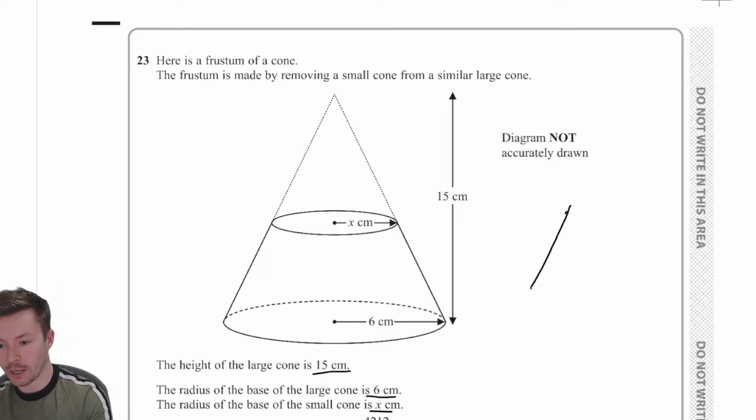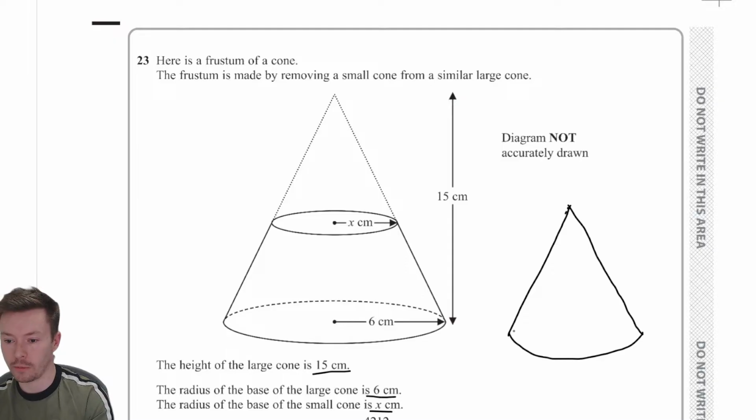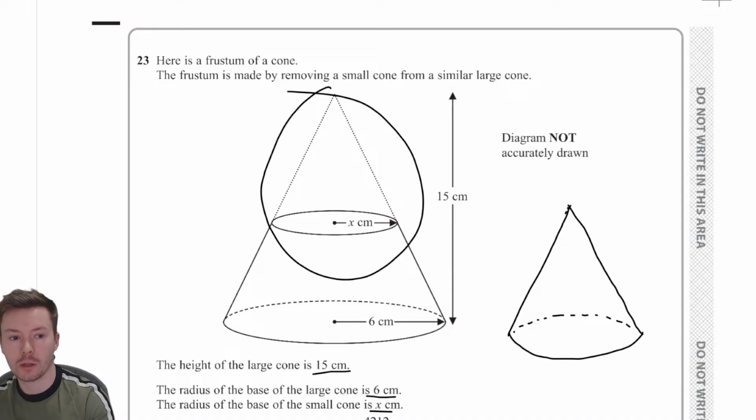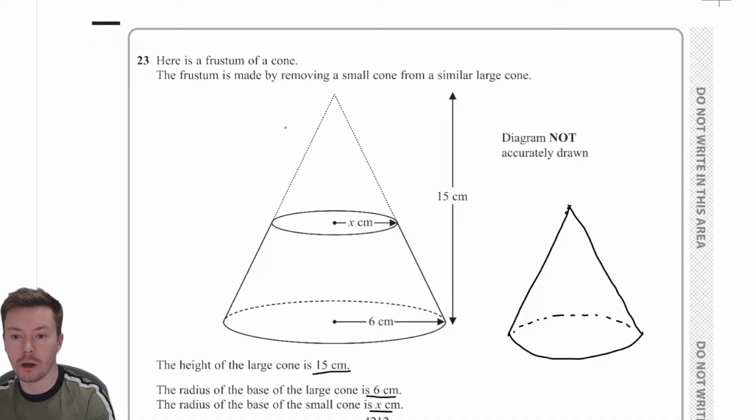So I'm going to do a quick sketch. And it is a sketch. I'm not an artist. So bear with me. This is the top part of that cone, the small cone that's been taken off, this bit. So I'm going to mark on what I know, and I'm going to look at corresponding lengths. So here, that has got a length of x.